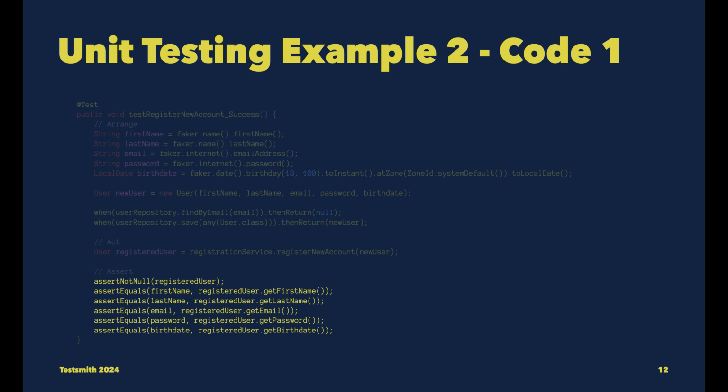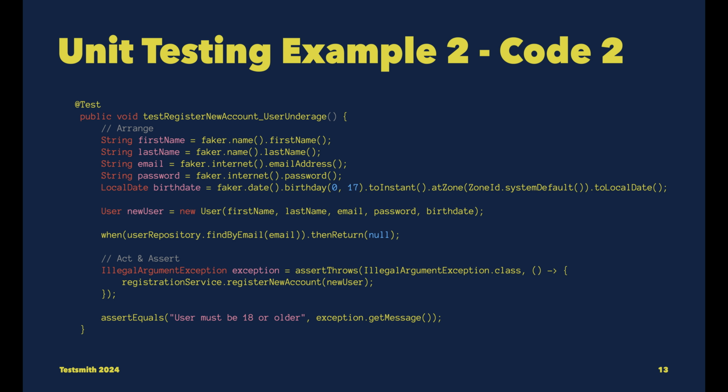These lines are assertions to verify that the registered user object is not null and that its properties match the values that were set for first name, last name, email, password, and birth date. This ensures that the user was correctly registered and that the registered new account method works as expected.